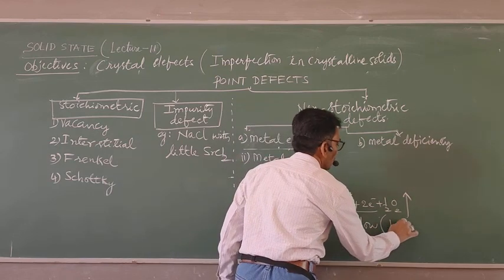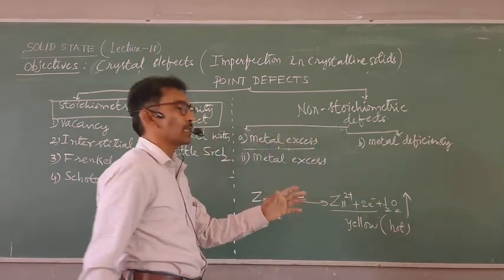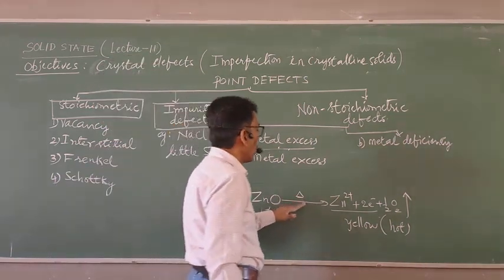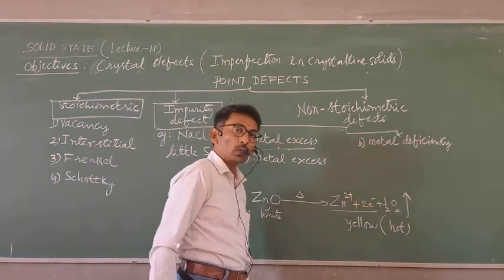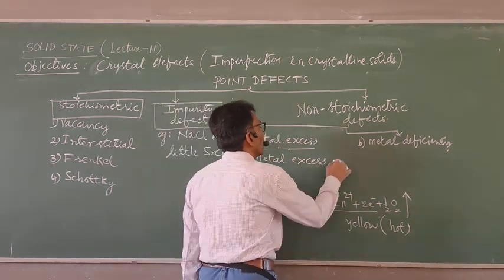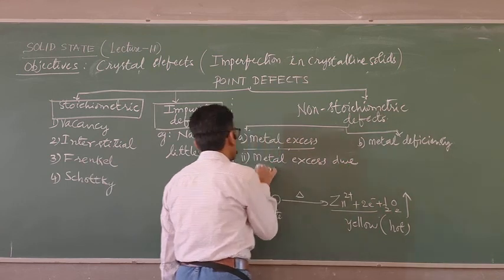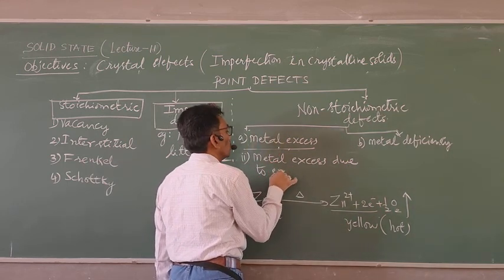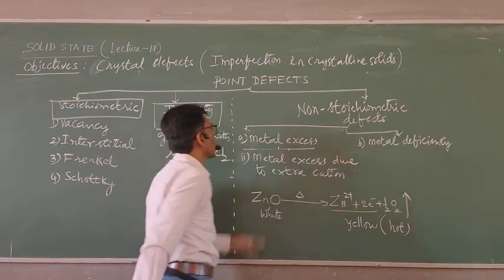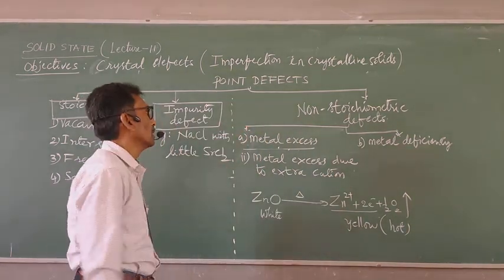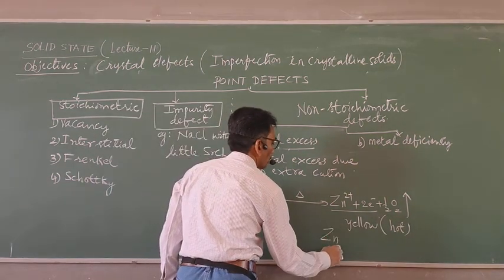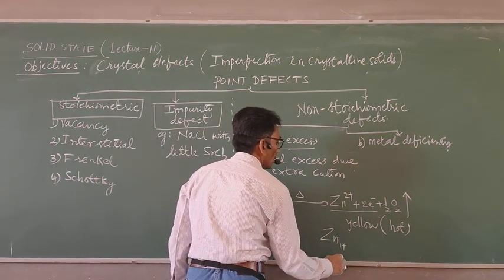Yellow color. In which condition? Hot condition. So zinc oxide is colorless in cold condition. On heating, it turns yellow. The reason is metal excess due to extra cation, and the formula of the compound also changes. That's why it is known as non-stoichiometric compound.